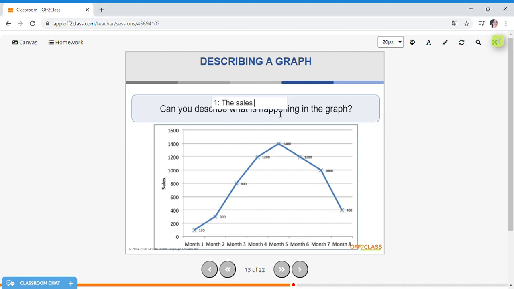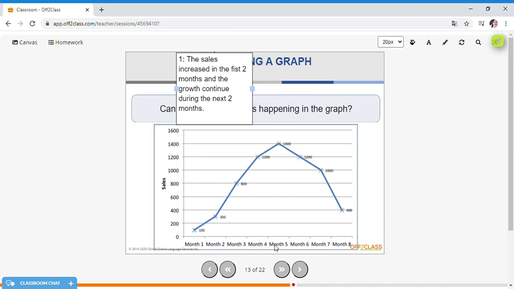The sales increased in the first 2 months. And the growth continued during the next months. We can say here, in the following 1 and 2, the next 2 months. Okay. After that, we are going to talk about the peak.